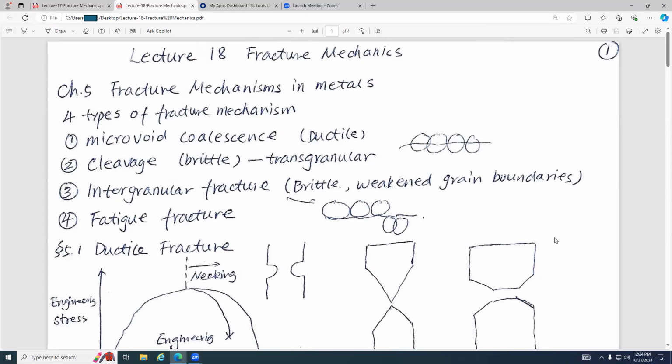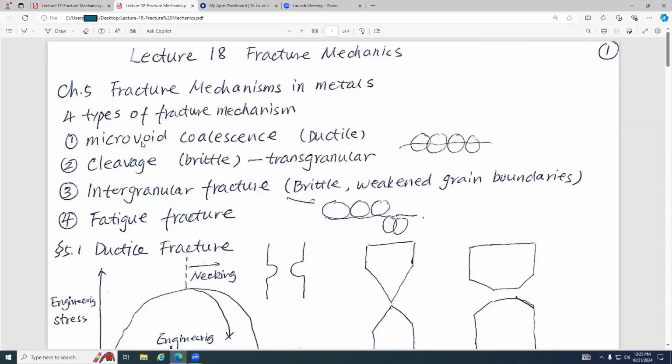For this topic, I think it is closer to you, and it is not mathematically extensive. So I think you will love it. Questions? No questions? Then we talk about fracture mechanisms in metals. Within this topic, we have 4 mechanisms.